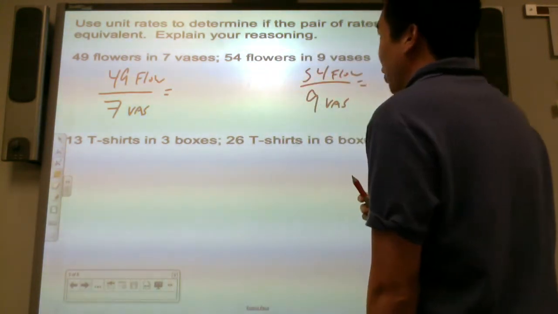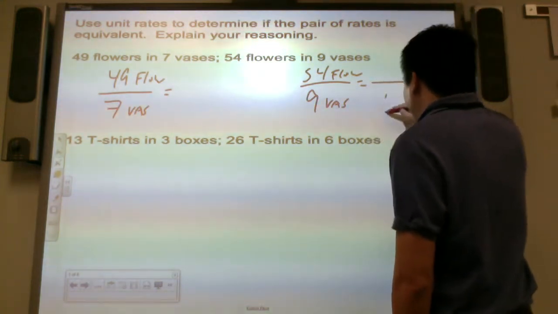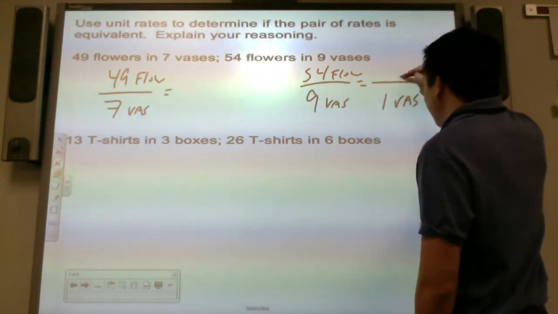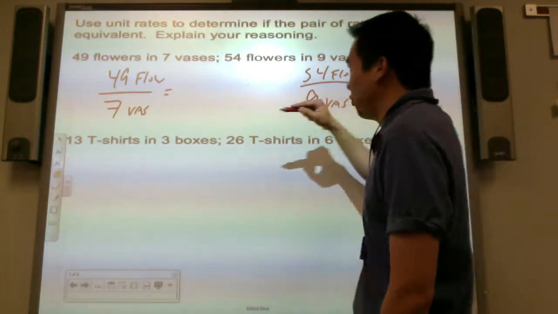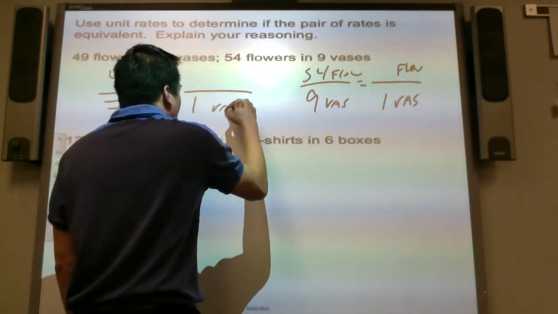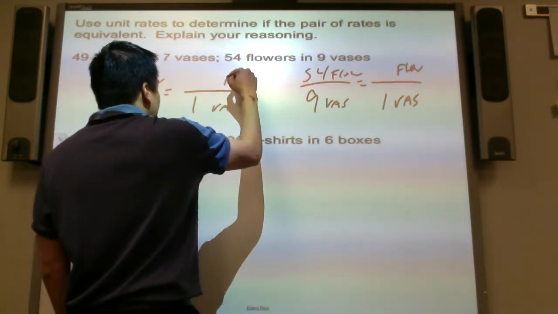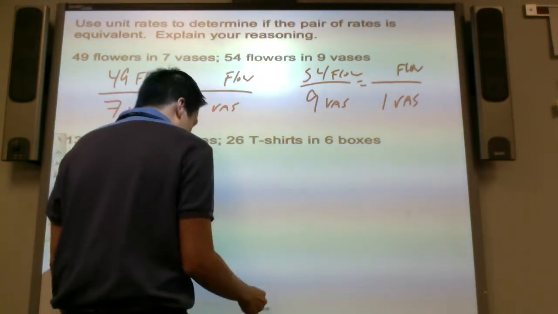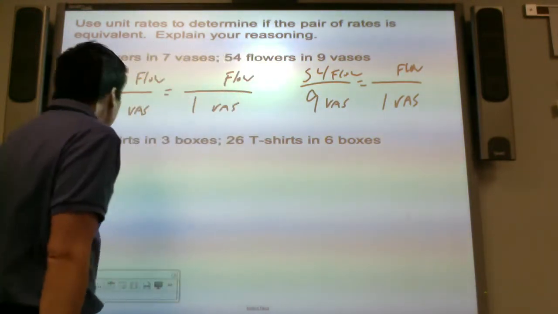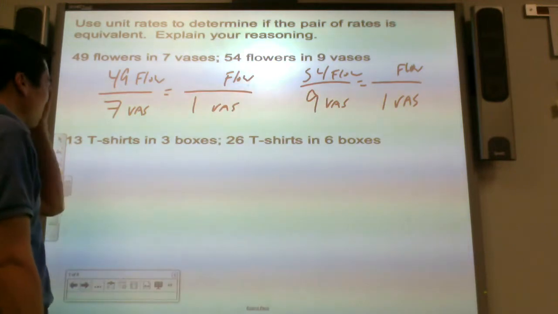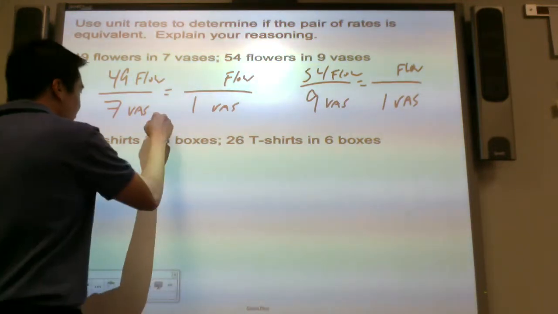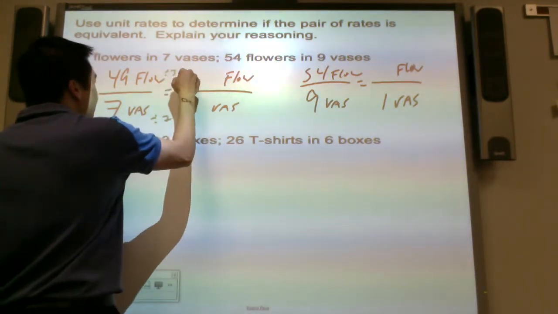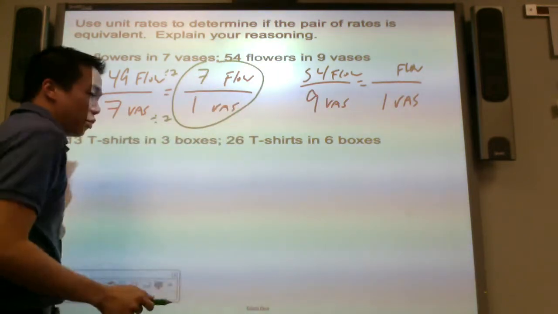But they would like us to use unit rate. So let's break it down to 1 vase. How many flowers per vase? Per means being divided into 1 unit. So let's take out a different pen color. How do you scale down from 7 vases to 1 vase? Divide by 7, divide by 7. 7 flowers per vase.